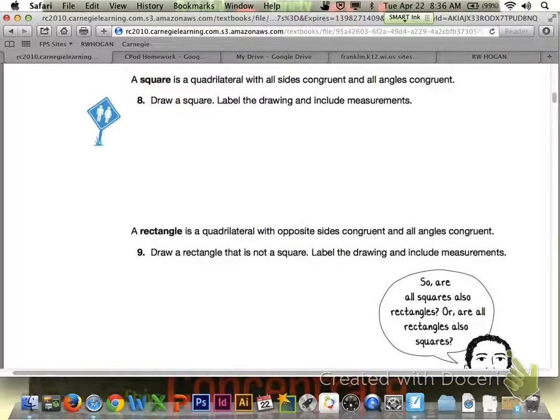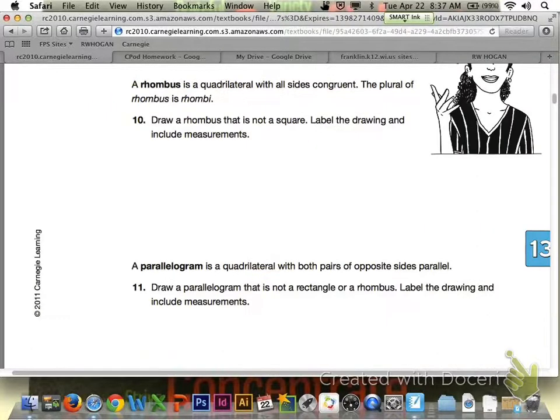I'm not going to do any of the drawing, just really focus on the definitions of these quadrilaterals. We should know these, but just to make sure we reinforce it, a square is a quadrilateral with all sides congruent and all angles congruent. A rectangle has opposite sides that are congruent and all angles congruent. A rhombus is a quadrilateral with all sides congruent. The plural form of rhombus is rhombi. I have also heard rhombuses as well.